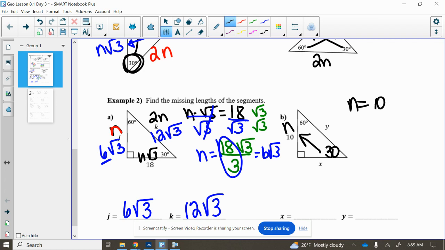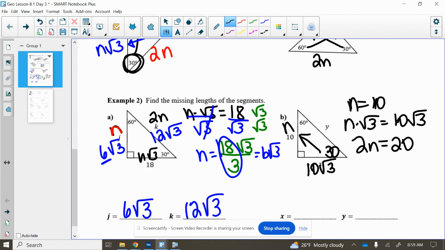And the nice thing is when we know that short leg, we just need to take that value and multiply it by the square root of 3 to get the long leg and double 10 to get our hypotenuse. So we have 10 square root 3 as the side across from the 60 and 20 as our hypotenuse. So x is 10 square root 3, hypotenuse y is 20.